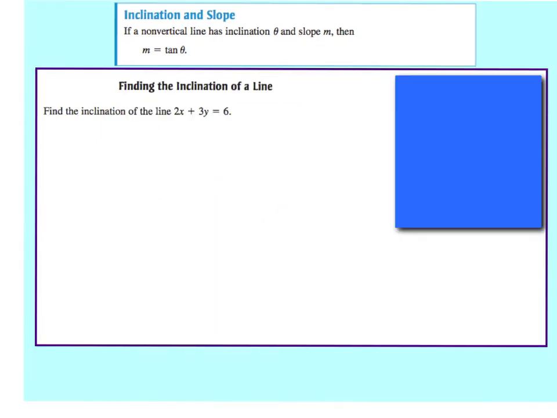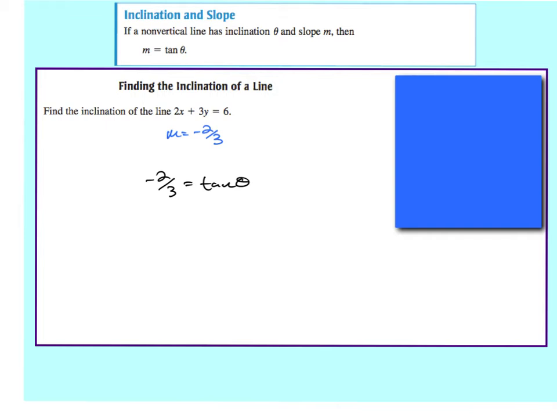We got 2x plus 3y equals 6. And I want to find the inclination both in degrees and radians again. Well, what do I care about on this line? I care about the slope. So what would be my slope? Negative 2/3. It's really all I care about from it. Okay? So now that we have negative 2/3, we say negative 2/3 is equal to tangent theta.